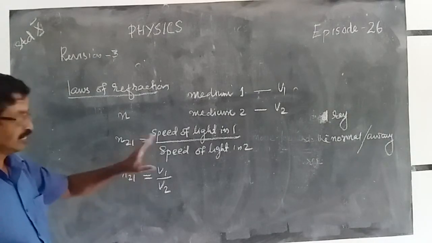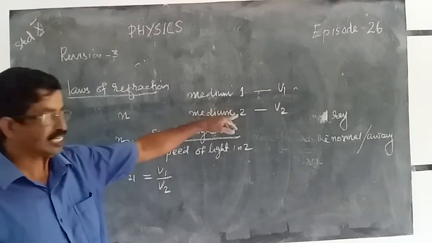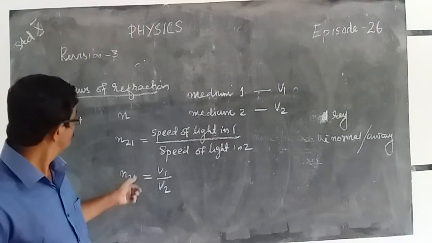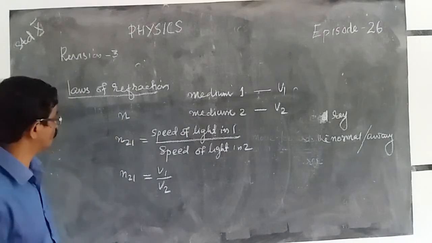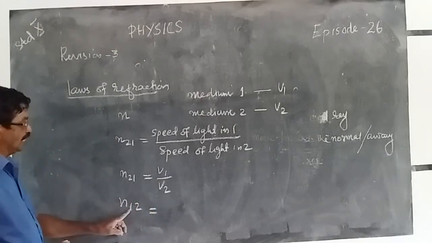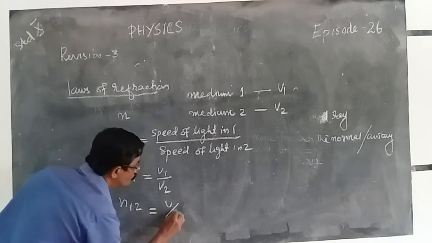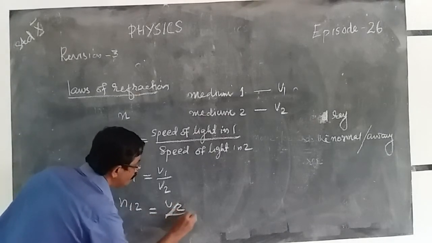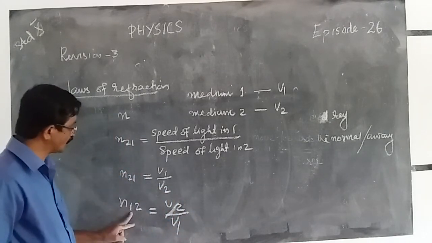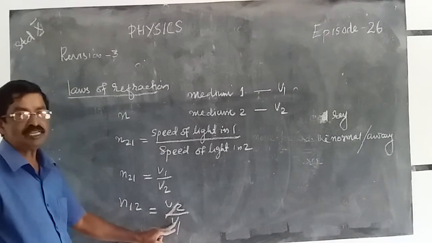And if the speed of light in the first one is v1 and in the second one is v2, suppose we take the refractive index of the first medium with respect to the second, that means n12. Then what we get is v2 by v1. This refractive index of the first with respect to the second, n12, is equal to v2 by v1.